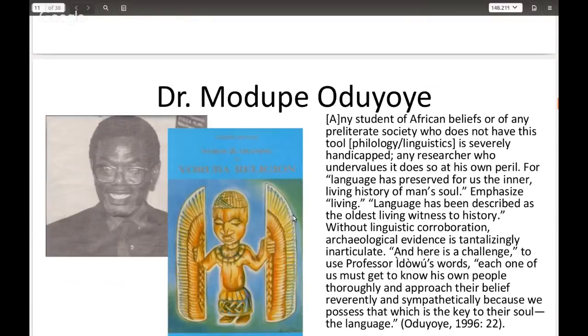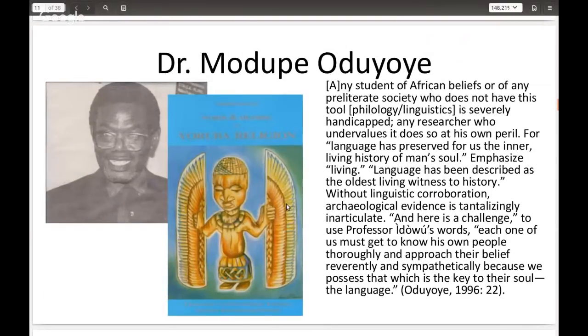And so I mentioned Modupe Oduyoye earlier. And again, he is a theologian. I think he's in his 80s or something now, living in Nigeria. Here's one of his books, Words and Meaning in Yoruba Religion: Linguistic Connections in Yoruba, Ancient Egyptian, and Semitic.